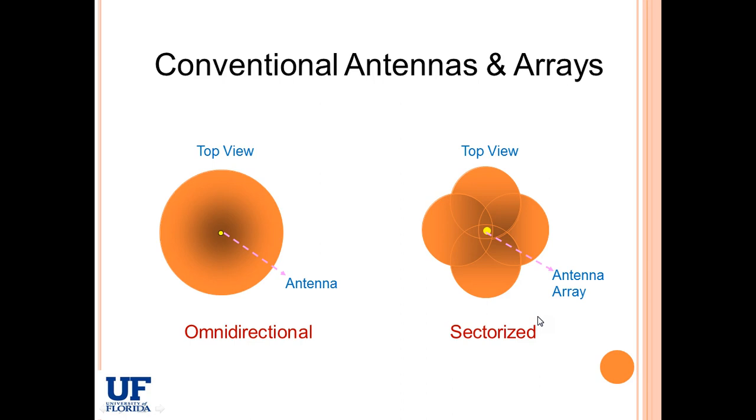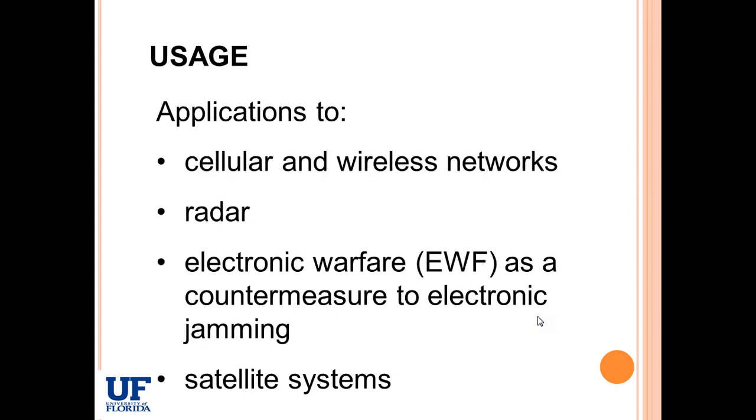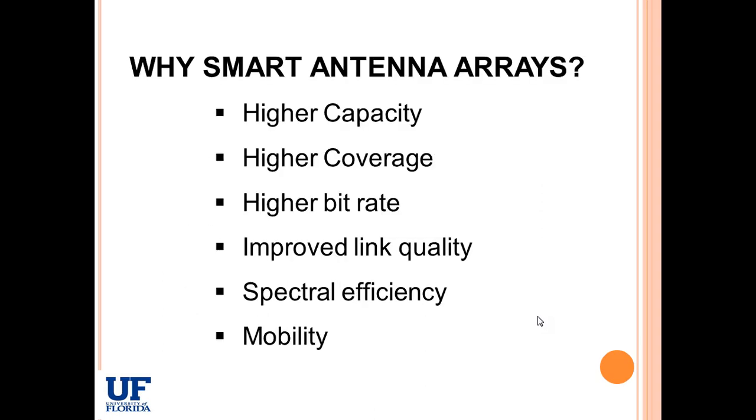However, we still realize that capacity can be improved through some other techniques, hence the introduction of the smart antenna techniques. The smart antenna is an array of antenna elements that's connected to a digital signal processor to enhance capacity through diversity combination and interference suppression. It's used in so many areas, including cellular and wireless networks, radar and satellite systems, to name a few. The smart antenna technique provides higher capacity, higher coverage, higher bit rate, and mobility as well, hence its usage.